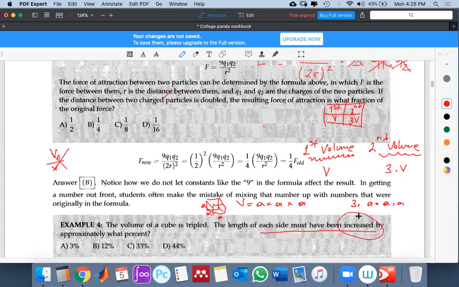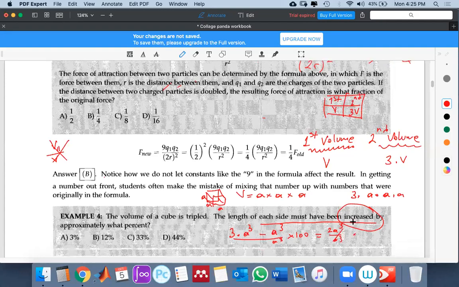So it says increased by, right? Can I say this? The new one is 3 times A cubed. The old one is A cubed. Old one is A cubed times 100, which means 3A cubed, 1A cubed, 2A cubed. If I'm not making a mistake, logically 200. No, I should use a different logic. One minute. Yeah, I should use a different logic.